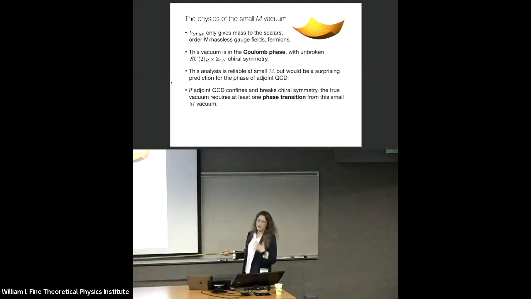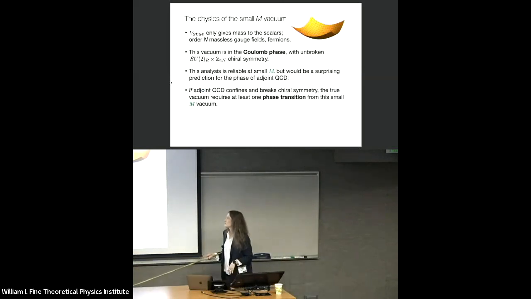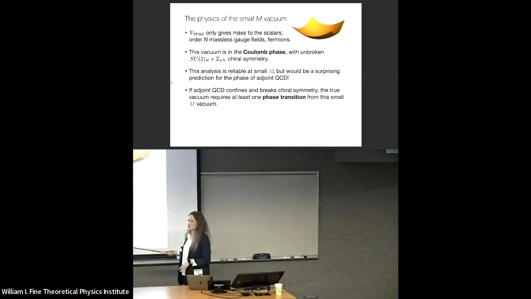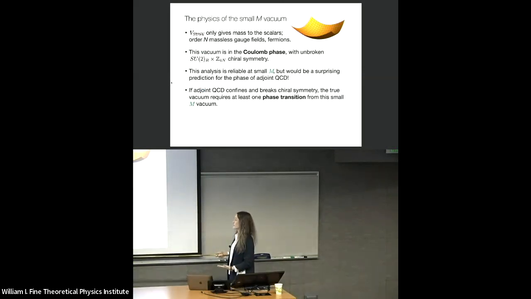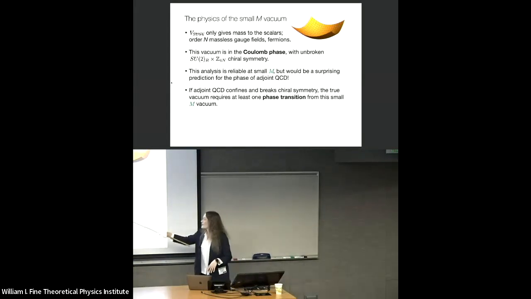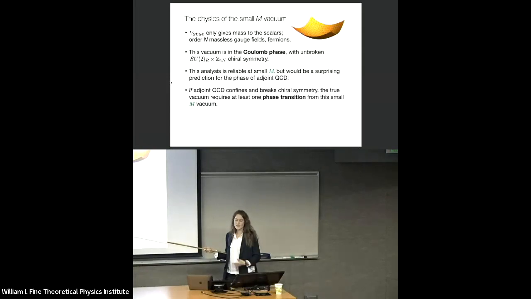Okay, so I told you that this is what the Kähler potential looks like. This is our supersymmetry breaking potential, which is really reliable in the soft supersymmetry breaking regime. We have this minimum at the origin of moduli space, and we should study its physics. The answer is that this potential at this point is only going to give a mass to the scalars in my problem. In particular, I'm going to have order n, or n minus 1, massless gauge fields and massless fermions. This vacuum at the origin of moduli space is going to be in the Coulomb phase, and the entire SU(2) times Z_4n chiral symmetry is going to be unbroken.